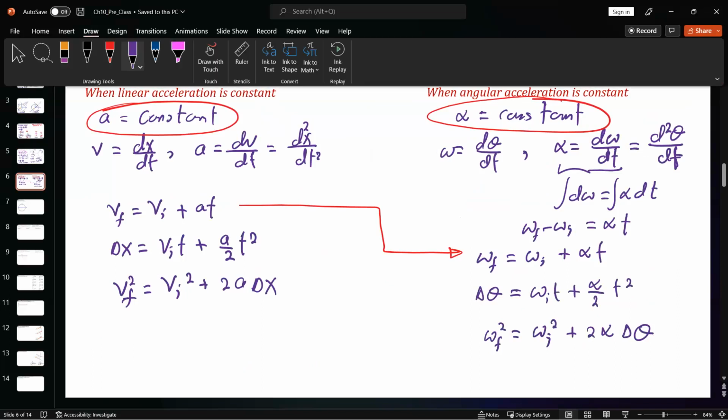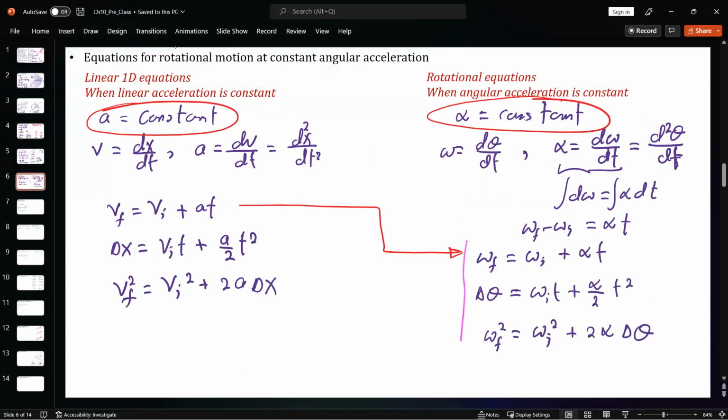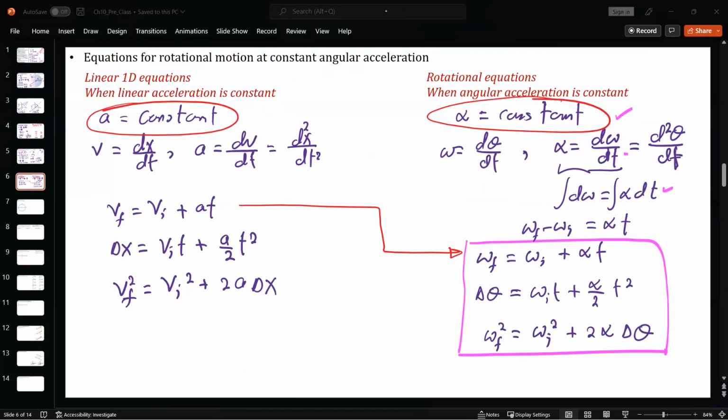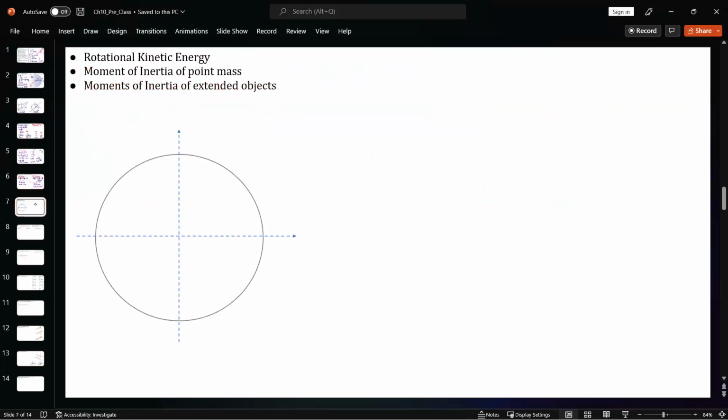Now, if angular acceleration remains constant, I can solve the problem very, very easily by simply using these equations. Okay, so that's the idea. In the first part of this chapter, we will solve problems under constant angular acceleration, simply using these three equations, so we don't need to do the derivation or integral at all. So let's take a little bit more detailed look at other important concepts.